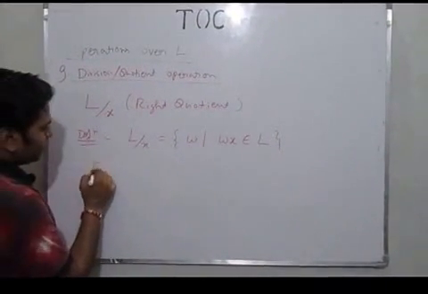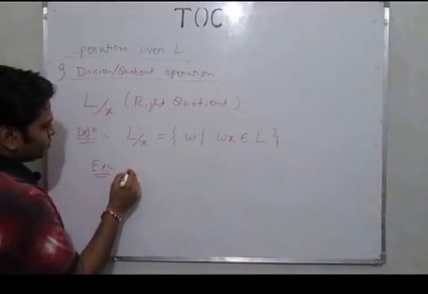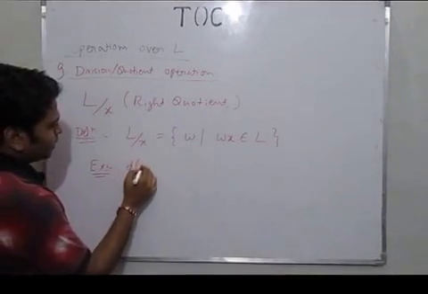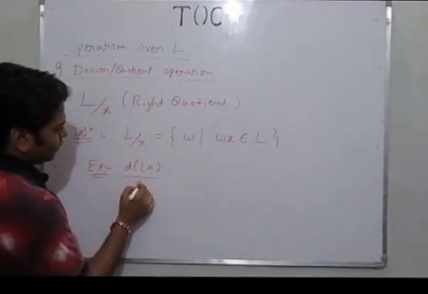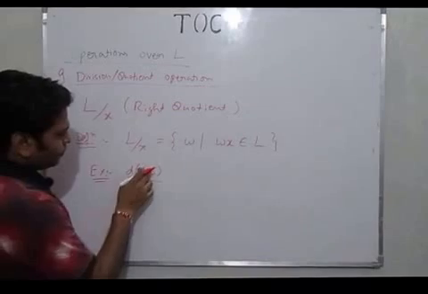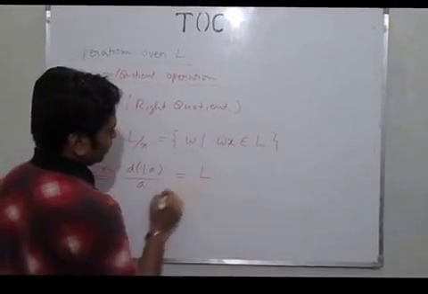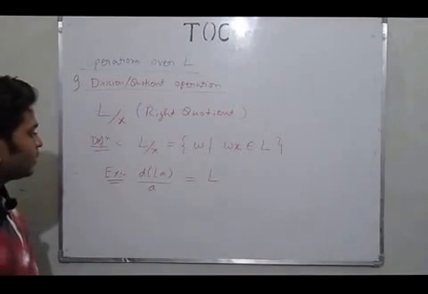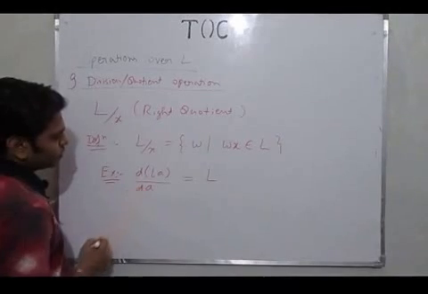So an example would be, suppose we have a language something like LA, then we would divide with respect to this A to obtain L. Fine. We will obtain this thing. Fine. This is how we basically perform the operation.